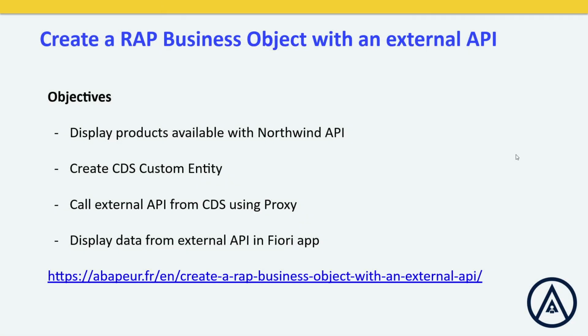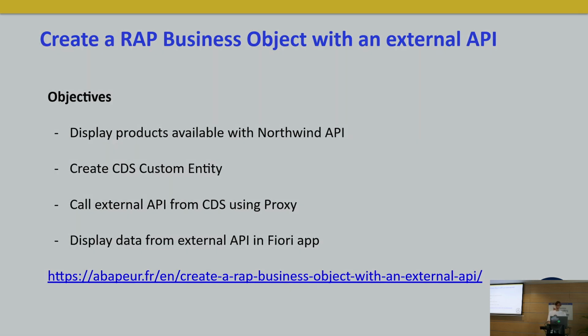Then, on top of this consumption model on the remote proxy, we want to create a wrapper object. So we will need a CDS entity. And this CDS entity will be used to display the products available on the Northwind API in a Fiori application. So the objective is simple: to display the products. For this, we will create the CDS entity, and this CDS entity will call the API on the fly when we call it.